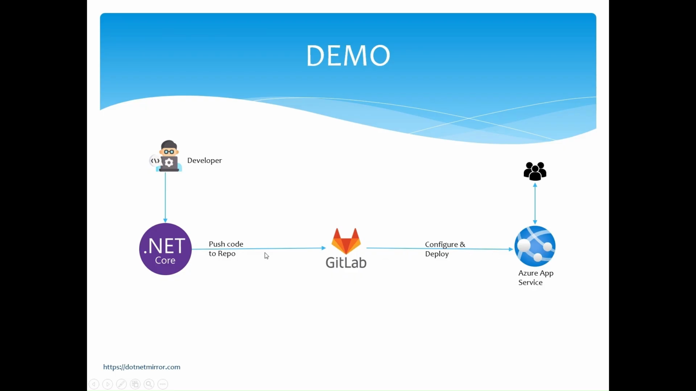We will push our code changes to GitLab. We will configure the settings in Azure App Service. We will deploy the application from GitLab to the Azure App Service, which can be consumed by the users.